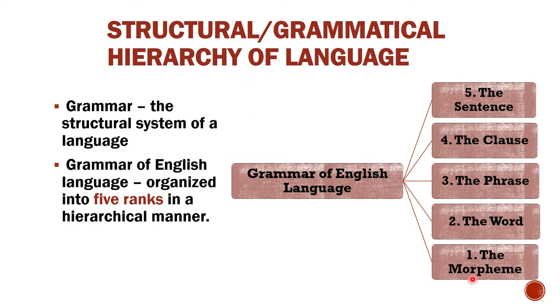Let me give you an example. If there is a word like L-I-K-E, it has one morpheme in it. But if we say unlikely, we can divide it into 3 parts, and we call it as having 3 morphemes. See, unlikely. So in a simple way, what is the morpheme? It is the grammar of a word.